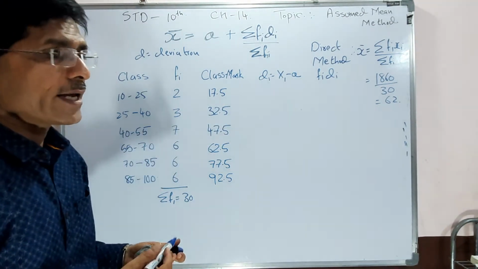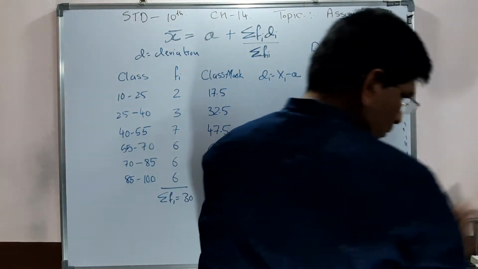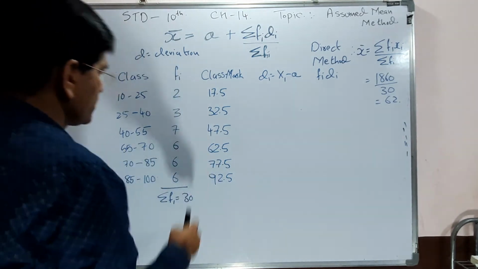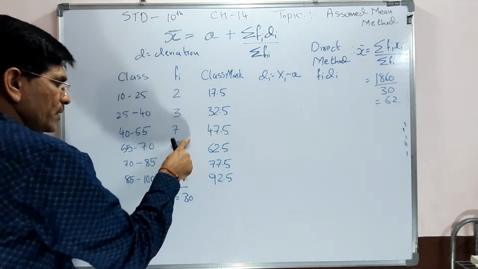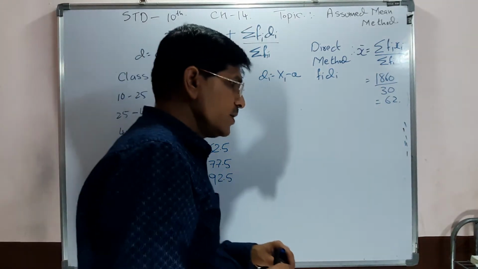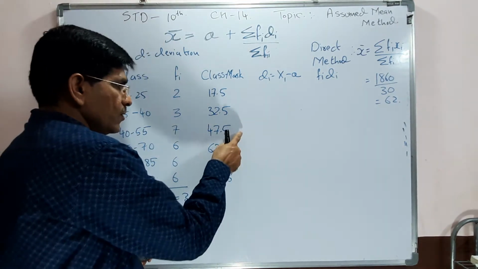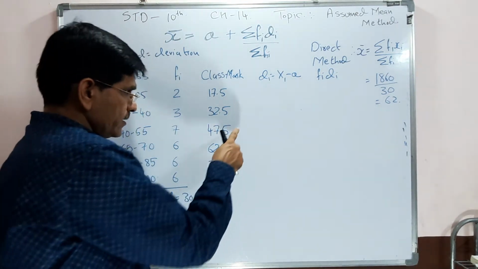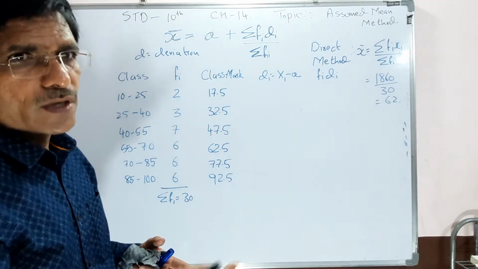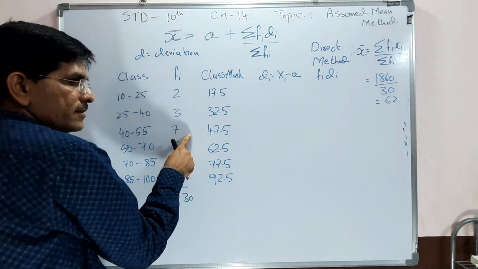So where we have to take a, that is important. Now how to find a, or where we have to put the value of a, that is important. So how many observation classes are there? You will see that 1, 2, 3, 4, 5 and 6 classes are there. When 6 classes are there, you can take a anywhere, either third or fourth. Generally the formula is n divided by 2, or 6 divided by 2, that is third. So we have to assume by the third class.